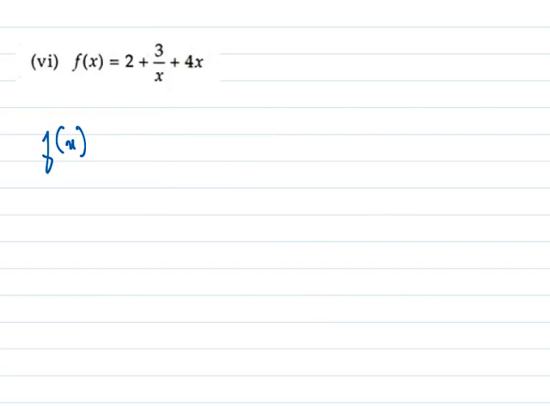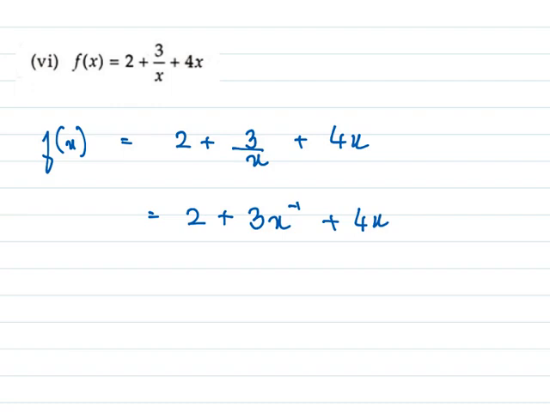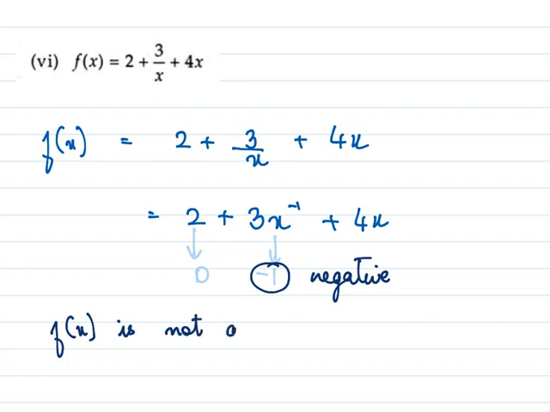Now f of x is 2 plus 3 over x plus 4x, which is 2 plus 3 over x, so x raised to minus 1, plus 4x. The power of the constant term is 0. Here the power is minus 1, and because it is negative, we can say f of x is not a polynomial.